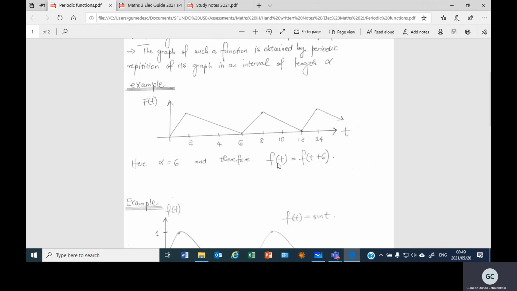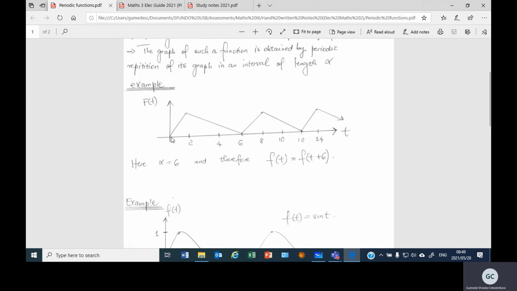So mathematically, we can write it like this. f of t is equal to f of t plus 6, which means that this 6 is a period of f of t. So it means the graph repeats itself, or the function repeats itself, after every 6 units. So this is what we mean. So just to summarize things, when we say a function is periodic, we check whether the function is repeating itself. If it is repeating itself, we have to find out after how many units it repeats itself.